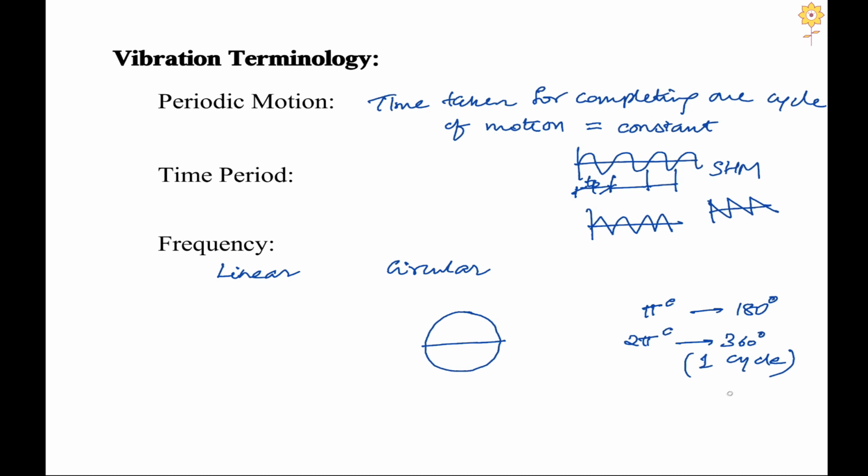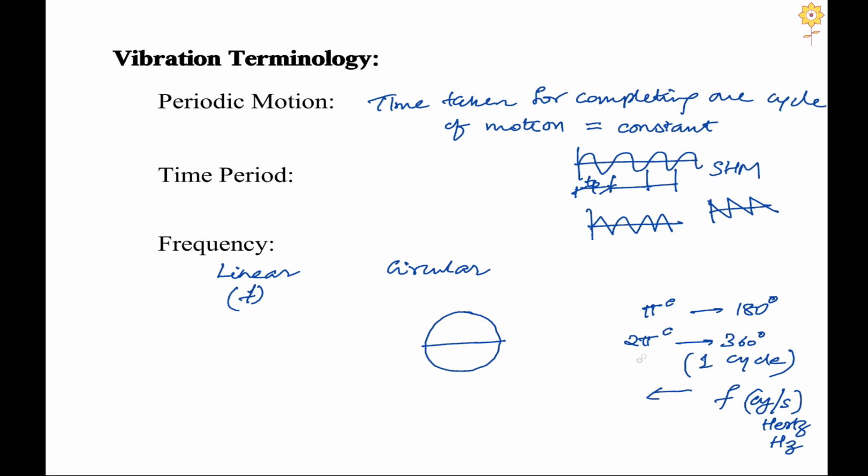Now if you are talking about the number of cycles covered per unit time, that is second, we denote it by the symbol small f, that is the linear frequency. So this one is small f. I call it as cycles per second, or I call it as hertz. In short, I will write it as Hz. So the number of cycles covered per unit time, it is the linear frequency.